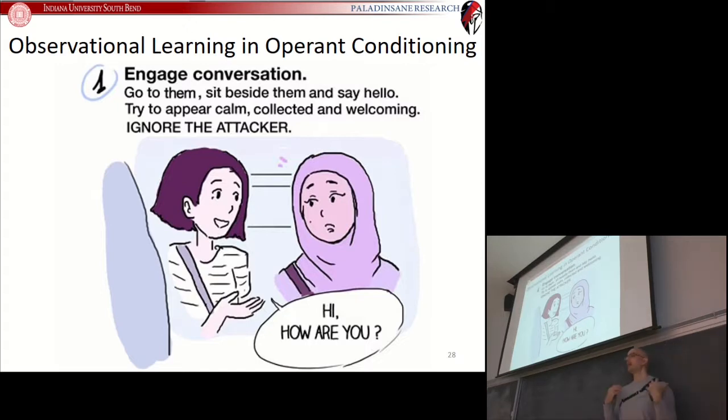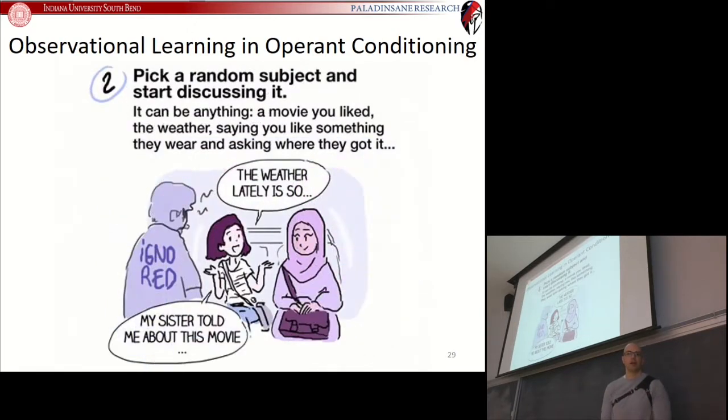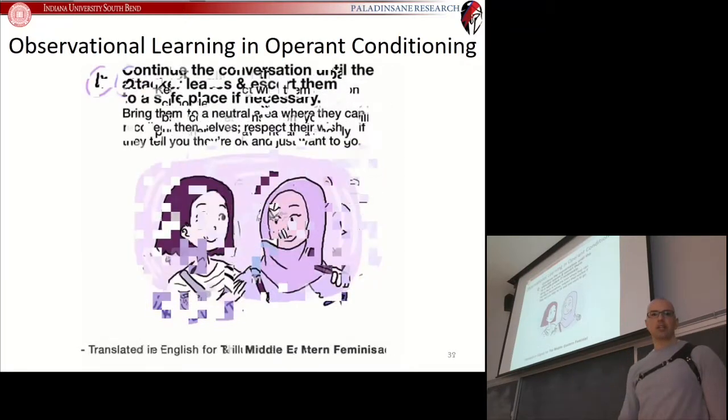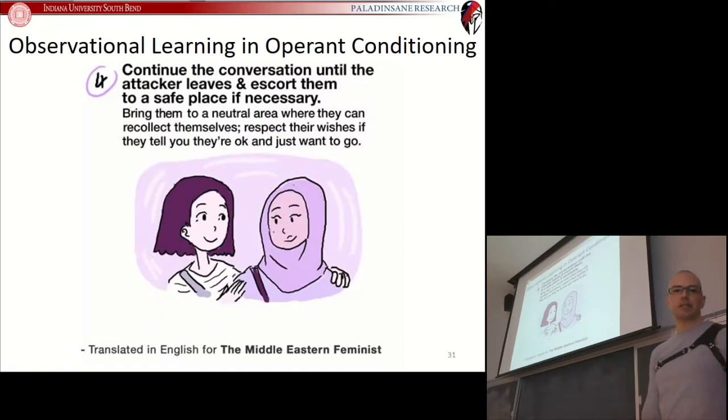Ignore the attacker. You're modeling literally ignoring people, hoping that this person will observe your behavior and model that behavior and ignore the person that they're attacking. So they go pick a random subject and discuss it. It can be anything, a movie that you like, the weather, saying you like something they wear, asking them where you got it. Again, modeling appropriate behaviors, not straight engaging with the harasser, because again, they're doing confrontational behavior. The last thing you want to do is model confrontational behavior and just have this feed forward loop that gets worse and worse. So you keep building the safe space, and then you continue the conversation until the attacker leaves and escort them to a safe place if necessary, and then respect their wishes that they tell you they're okay and they just want to go.